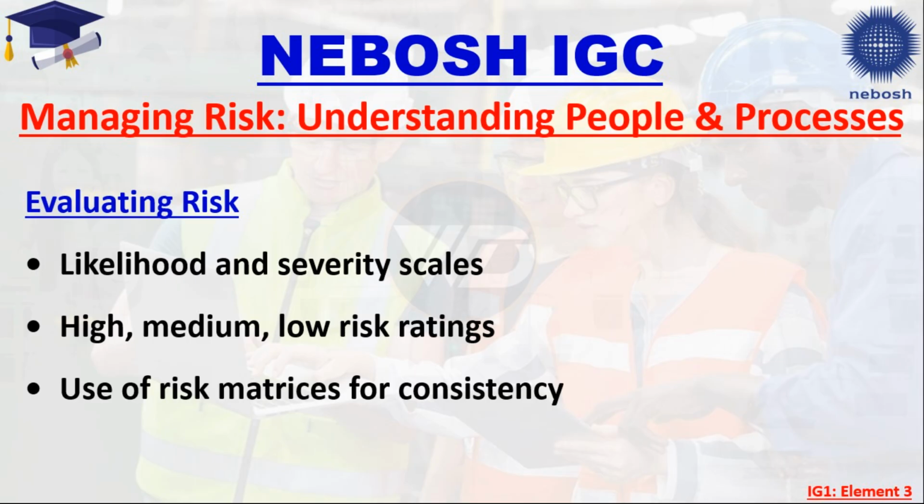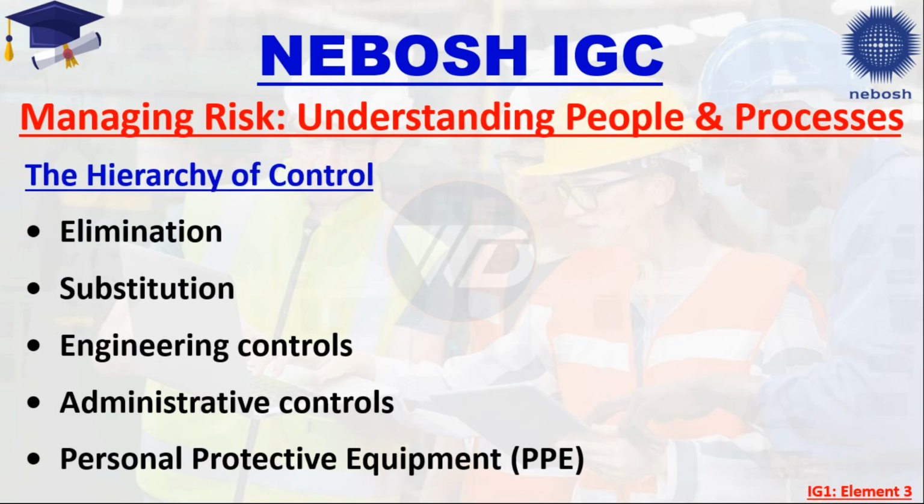5. Evaluating risk. When evaluating a risk, you look at 2 factors: likelihood and severity. Likelihood is the probability that the harm will occur, and severity is the potential seriousness of the outcome. We often use scales, for example, 1 to 5 for both factors, then multiply them to get a risk rating. This produces categories like high, medium, or low risk. Using a risk matrix helps keep assessments consistent across different hazards and assessors. Remember, the aim is not just to score risks, but to use that score to prioritize which risks to control first.